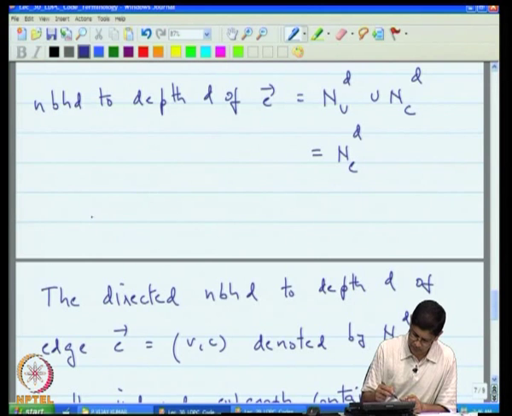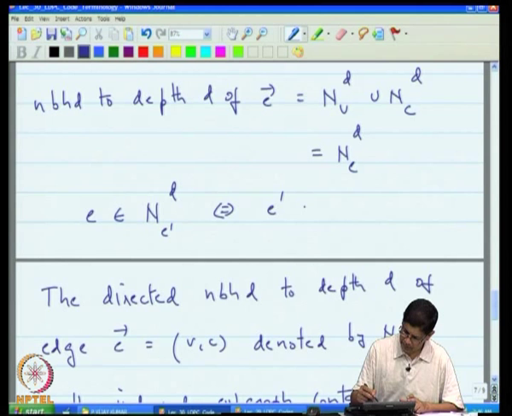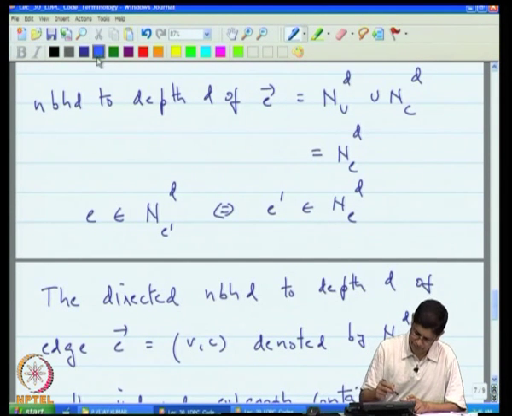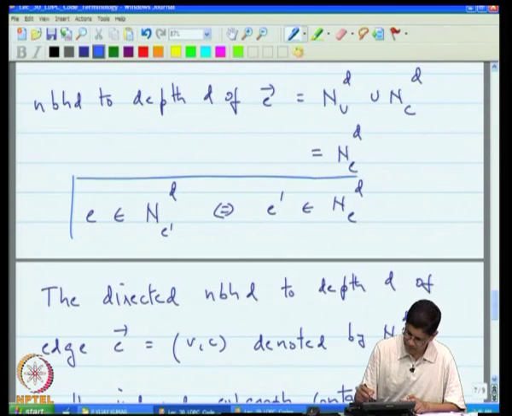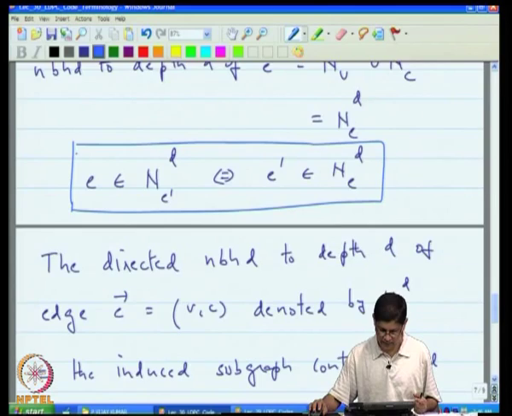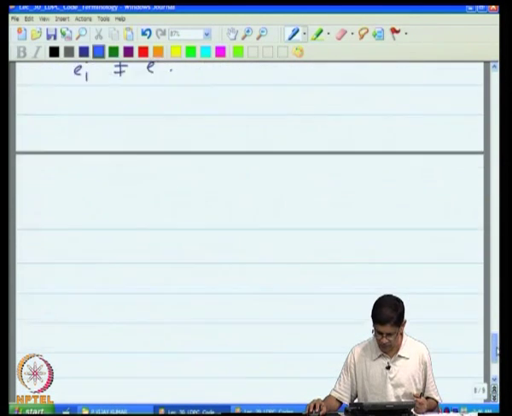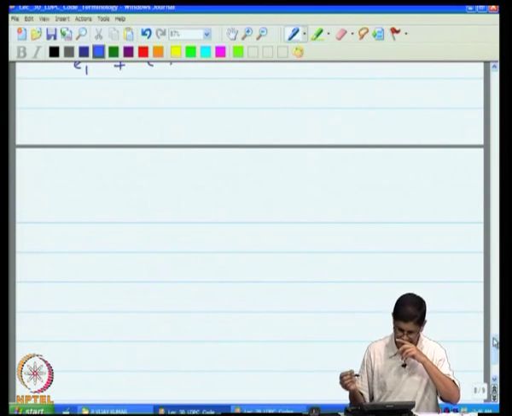Another small note here, you can prove this yourself. If e belongs to N_e' of d, then it must also be true that e' belongs to N_e of d. So, there is a reciprocal relationship, and intuitively it is obvious. It takes just a little bit of work to show it, but we will not get into those details.